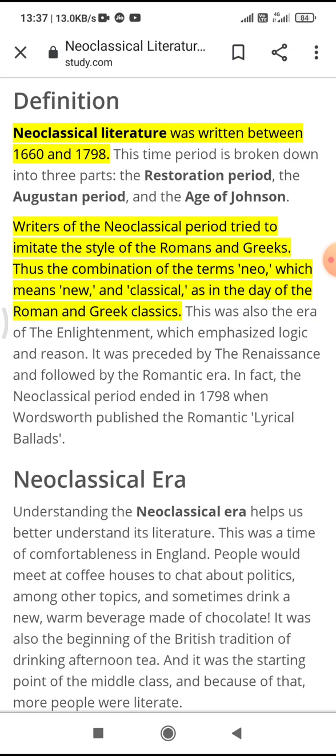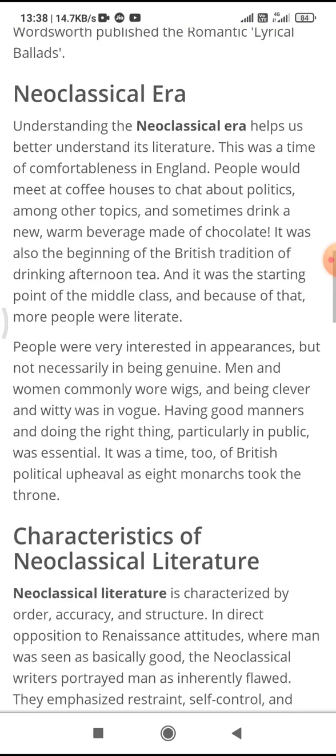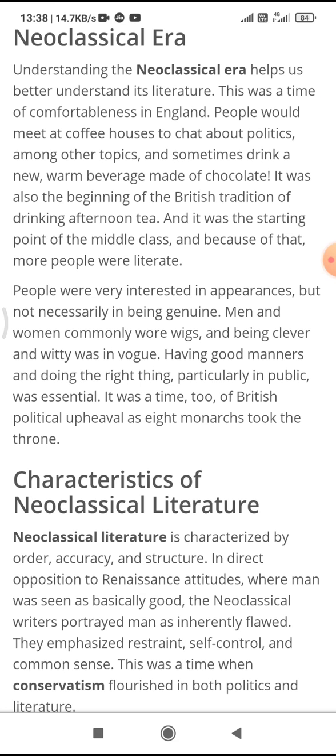This was also the era of the Enlightenment, which emphasized logic and reason. It was preceded by the Renaissance and followed by the Romantic era. In fact, the Neoclassical period ended in 1798 when Wordsworth published the Romantic Lyrical Ballads. Understanding the Neoclassical era helps us better understand its literature.